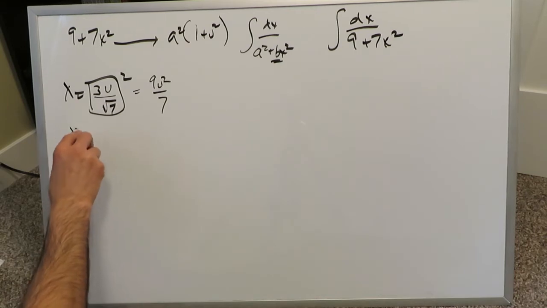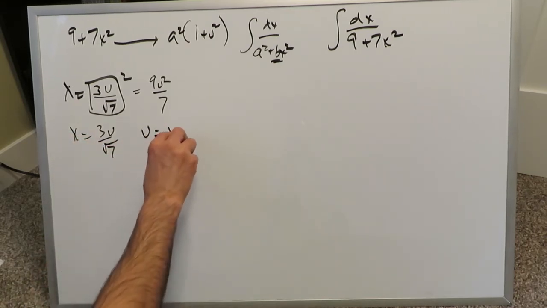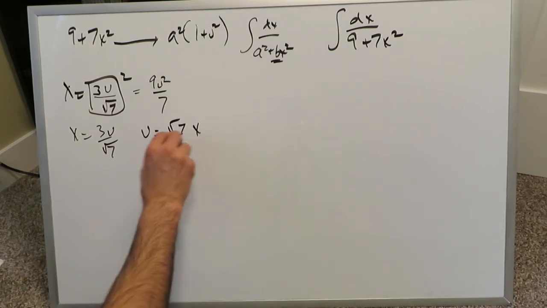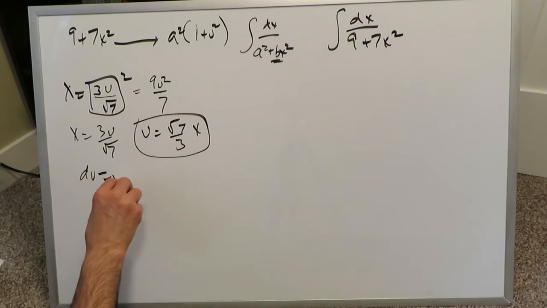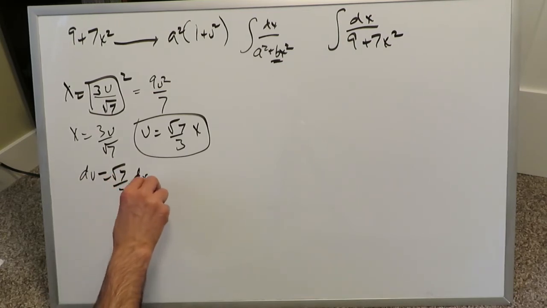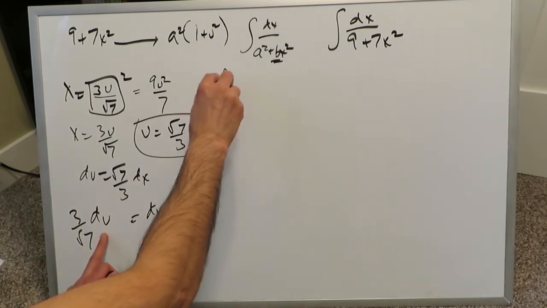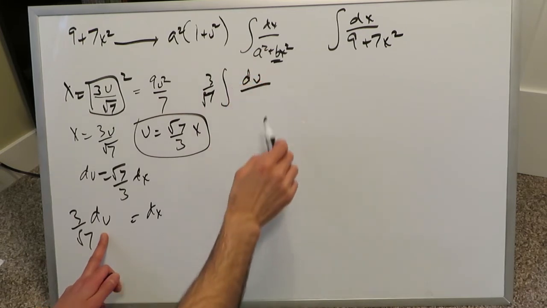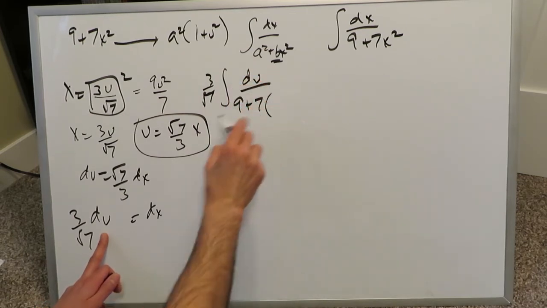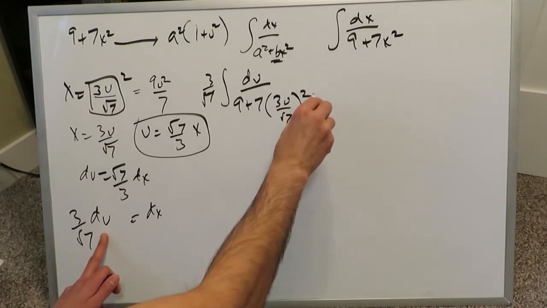Since x is equal to 3u over root 7, then u is equal to root 7 over 3x. This we'll need for the very end. du is equal to root 7 over 3 dx, and then dx is equal to du times 3 over root 7. Putting all of these items together, you have 3 divided by root 7 du over 9 plus 7 times x squared, with x being 3u over root 7 squared.